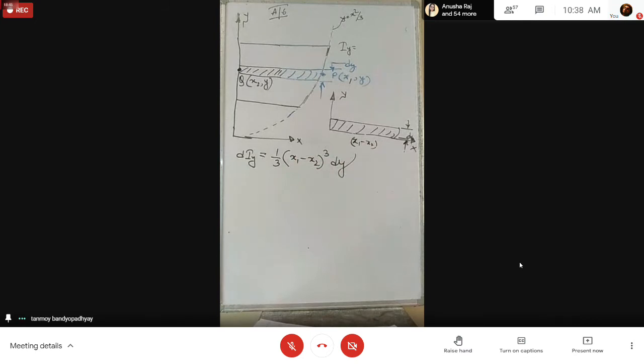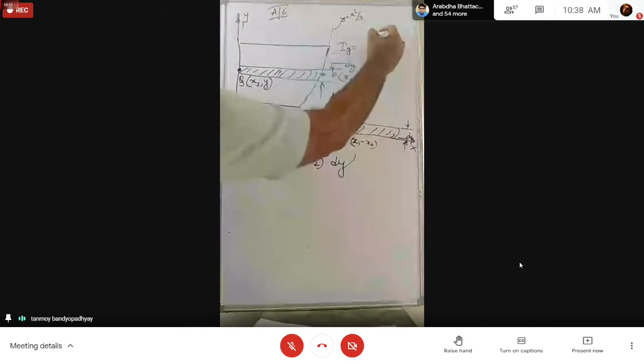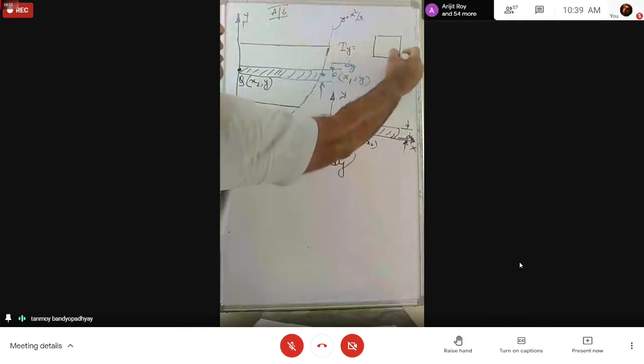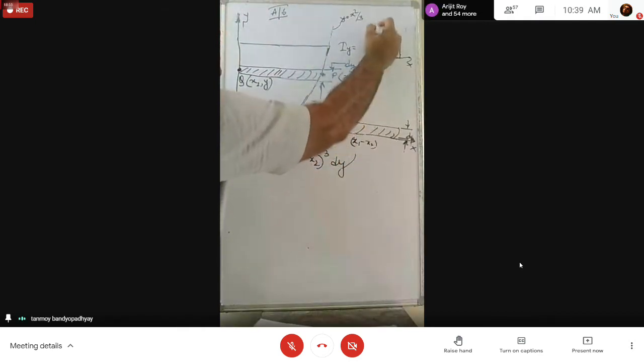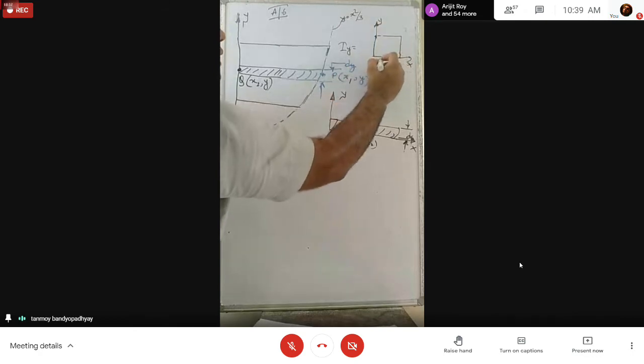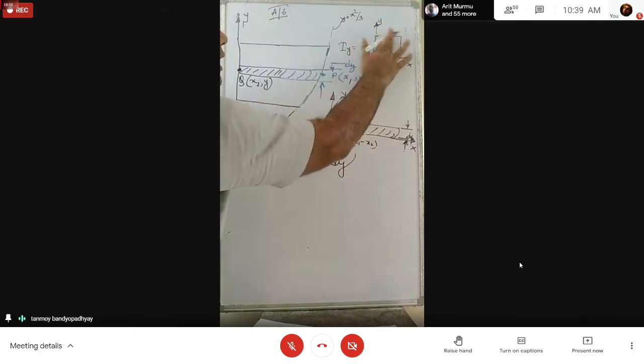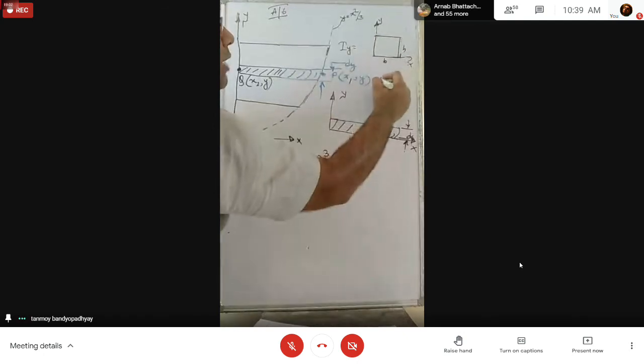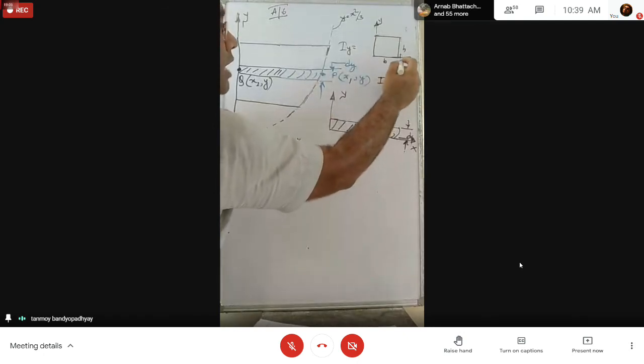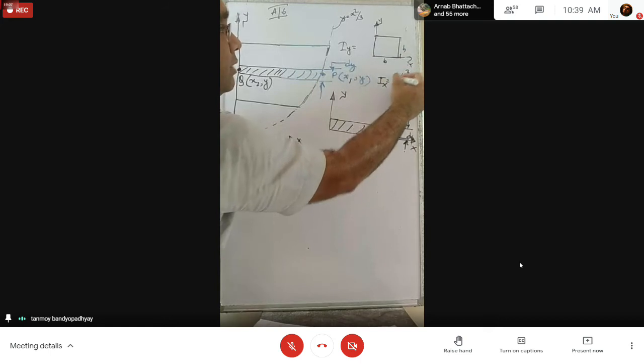Do you understand? Yes, sir. Just compare it with the things you have done. Just make some comparisons. This one was x, this one was y. So what is the moment of inertia? Suppose this is a rectangle, where the base is B and height is h. So what should be Ix? Ix was about its base. It is always BH cube divided by 3.